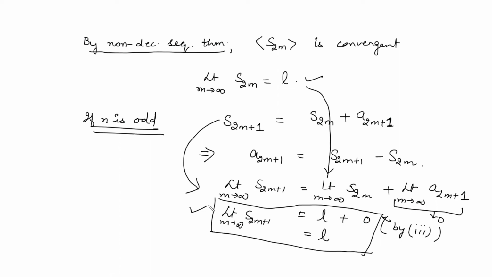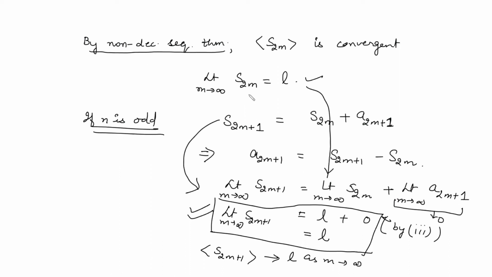So this sequence is also convergent, and it converges to the same number L as m approaches infinity. So whether n is even or n is odd, in any case the sequence of partial sums is convergent and it converges to the same number L, right?